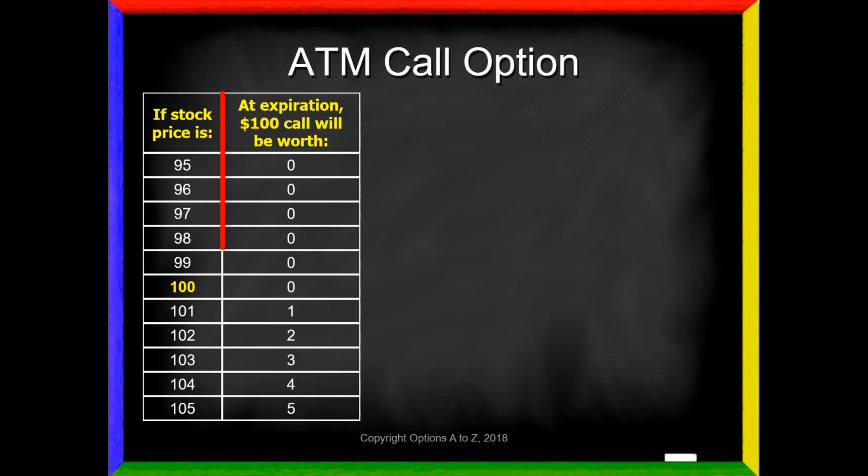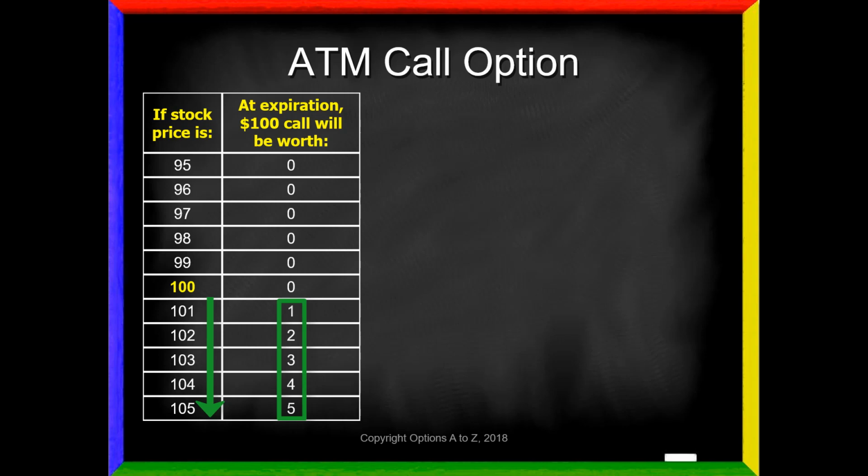Now take a look at the second column right here. If we get to expiration and the stock is 100 or below, the option expires worthless, right? The call option does not have any intrinsic value at expiration unless the stock price is greater than that strike. If the stock gets to 101, the table tells us the call will be worth $1. Stock price of 102, it'll be worth 2, and so on, all the way up to a stock price of 105, where that option would be worth 5.